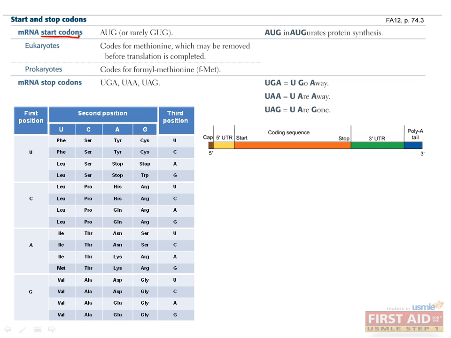The first codon in the coding sequence of an mRNA, which is called the start codon, is almost always AUG, which codes for methionine. In prokaryotes, this codes for formyl methionine. In some very rare cases, GUG can be used as a start codon, but it's so rare that you probably don't have to worry about it for your exam. The stop codons are UGA, UAA, and UAG, and these don't code for any amino acids, but instead are recognized by proteins called release factors and result in the termination of translation.